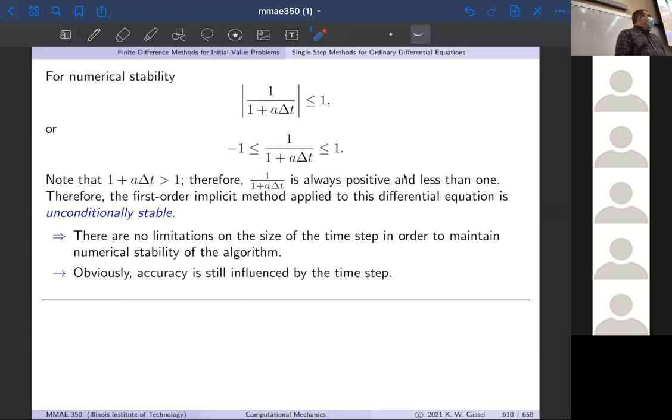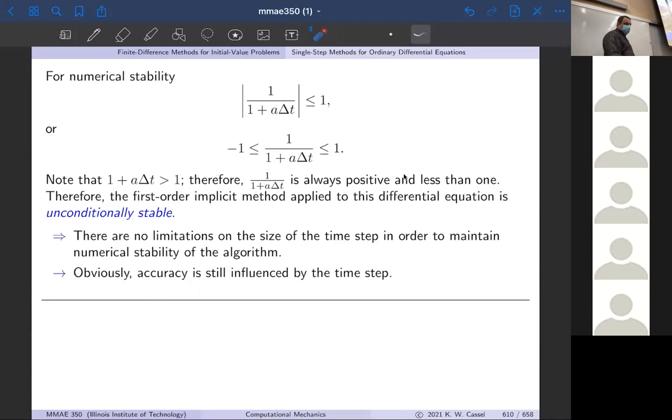And the answer, well, yeah, because it's always positive. 1 is positive, 1 plus a delta t is always positive. So this number is always positive, which of course is always bigger than -1. So therefore it is unconditionally stable. It is numerically stable for all conditions, for all delta t's. I don't have to worry about numerical stability when I choose my delta t. The only thing I have to worry about is accuracy. We still want an accurate solution, but whereas for the explicit methods, I have to worry about delta t for both accuracy and numerical stability.